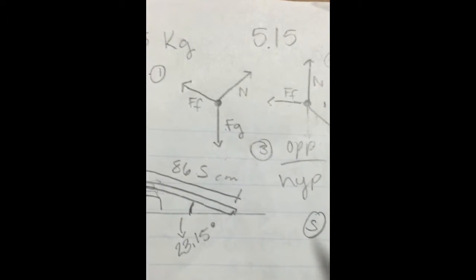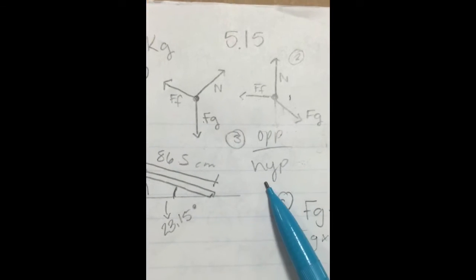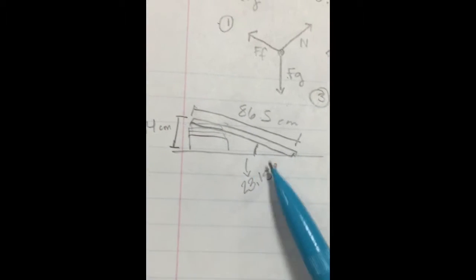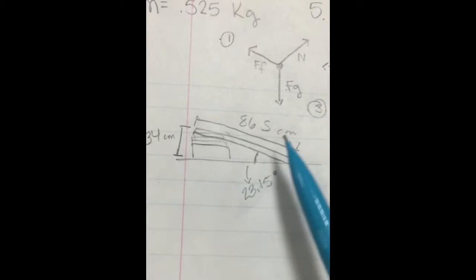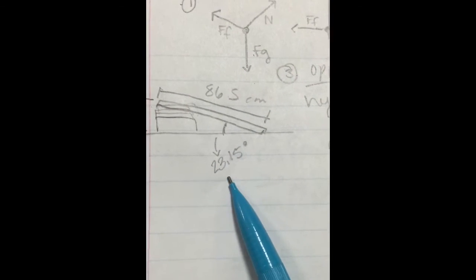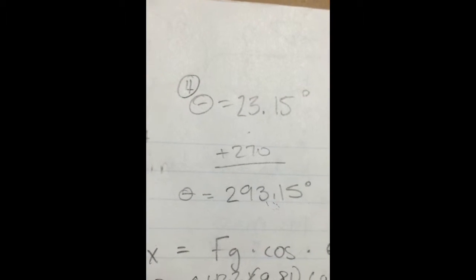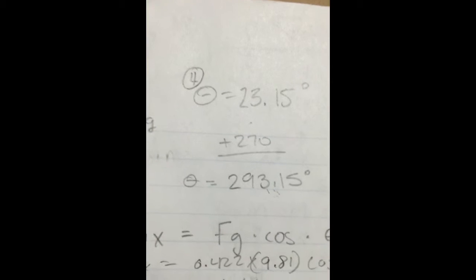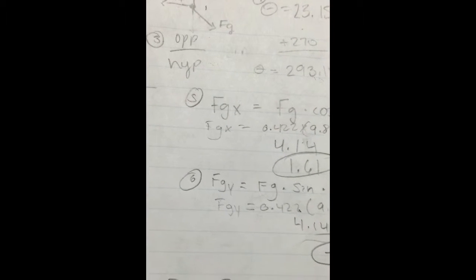And then to find the angle, we had to use opposite over hypotenuse, which is right here. See, opposite over hypotenuse, and we got 23.15. And then you had to standardize it, so we added 270, which gave us 293.15 degrees.